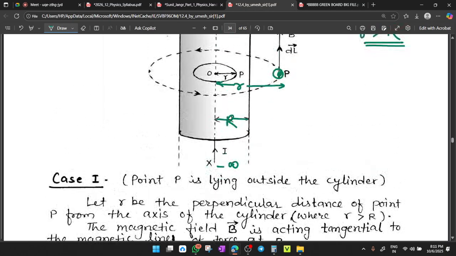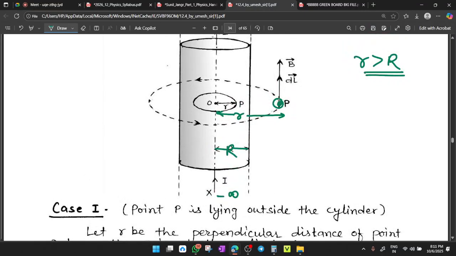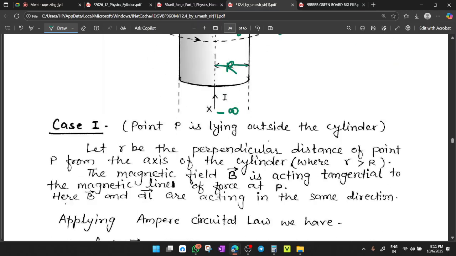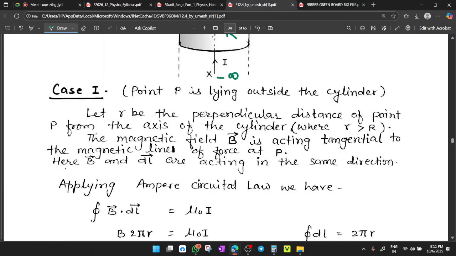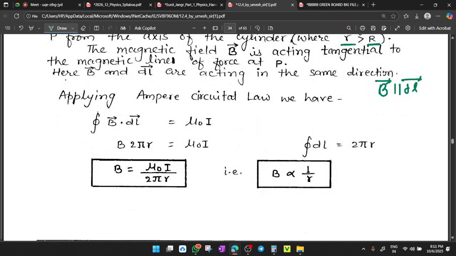Okay. So you have to consider a point P, and that point P passes an Amperian loop. You will have the magnetic field inside the plane of paper, and along the same direction the length vector dl will be there. So the small r is the perpendicular distance of the point P from the axis of the cylinder, where small r is greater than capital R, meaning point P is outside the cylinder. The magnetic field at P is acting tangential to the magnetic lines of force. So B and dl will be in the same direction, or you can say B vector is parallel to dl, right? So by the Ampere circuital law, B dot dl is equal to mu naught I.